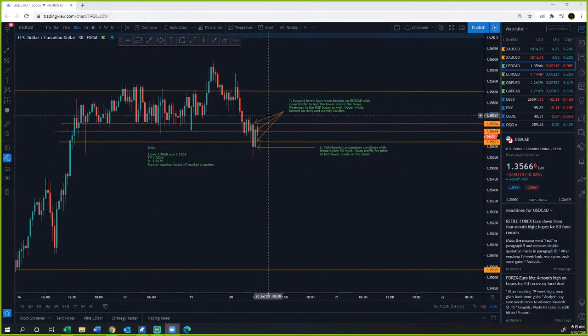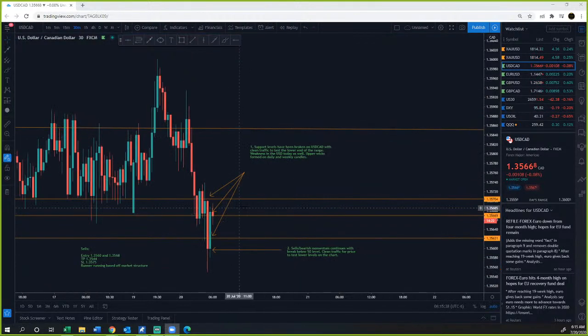I'm not too worried about the stop above 135.75, because if it does get back above here, then it's probably gonna go higher. So I think it's like 20 pips for 10 pips right now, which is actually pretty good for USD CAD.